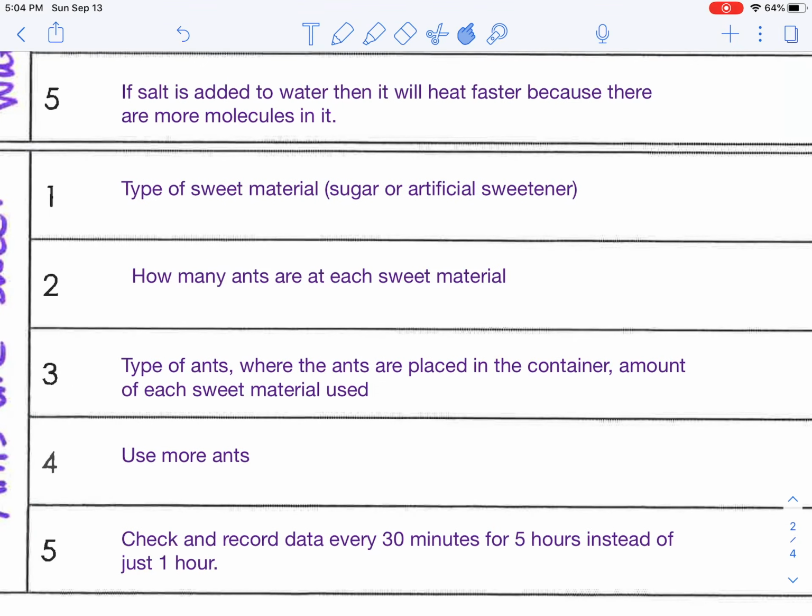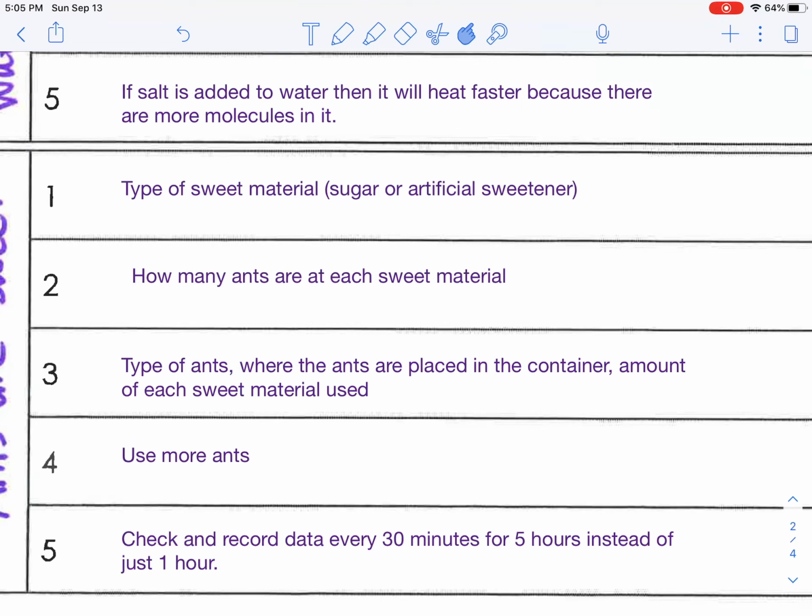We could check and record the data every 30 minutes for 5 hours instead of just for 1 hour, because if we just do it for 1 hour, then we've really just checked 2 times. We've checked at that half-hour mark, and we've checked again at that 60-minute mark. So that's really just 2 data points. Might not be enough. So extending that to a 5-hour period would greatly improve your numbers, with many more data points, and you would have a better idea.